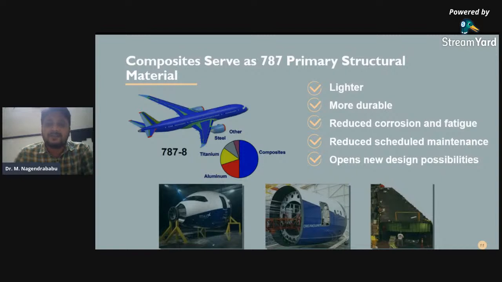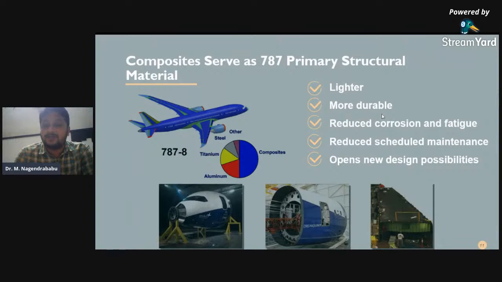Coming to the composite, it serves as the 787's primary structural material, where we can see about 50% is composites, and titanium plays a main role, and aluminum as well, which we are discussing. So I told you earlier, right from the one-piece forward fuselage to the wing and the engine. So all we consider are these main concepts.